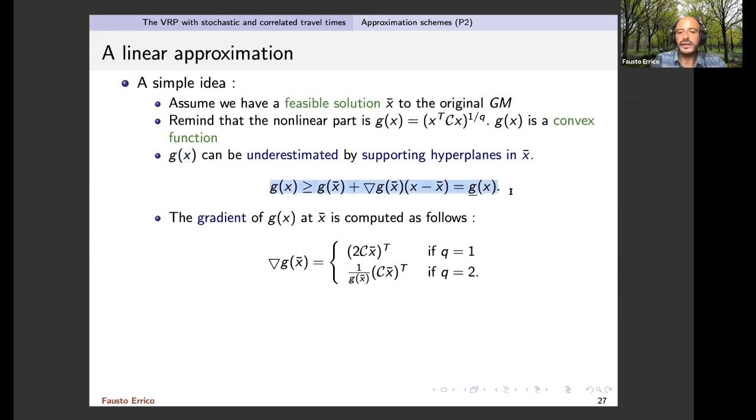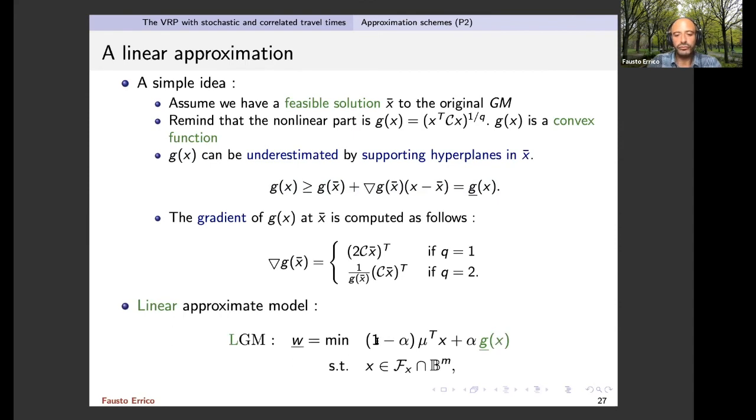So given one feasible solution, we can generate just one lower bound, one supporting plane, and basically reduce the original problem into a linear one. This is just to have a comparison with a potentially naive approach and to see what happens with that one.